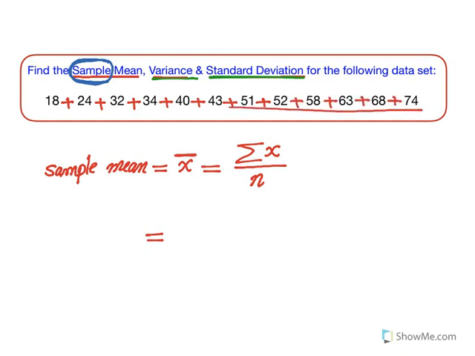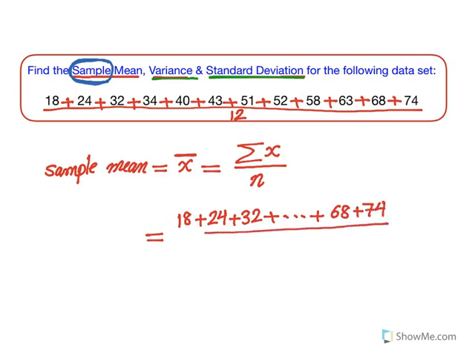If you count the total number of data that we have, 1, 2, 3, 4, 5, 6, 7, 8, 9, 10, 11, 12. So you will be dividing by 12. So this will be 18 plus 24 plus 32 plus, dot dot dot, until we reach 68 plus 74, the 12 numbers, divided by 12. And if you do this, you will get 46.4 rounded to 1 digit.